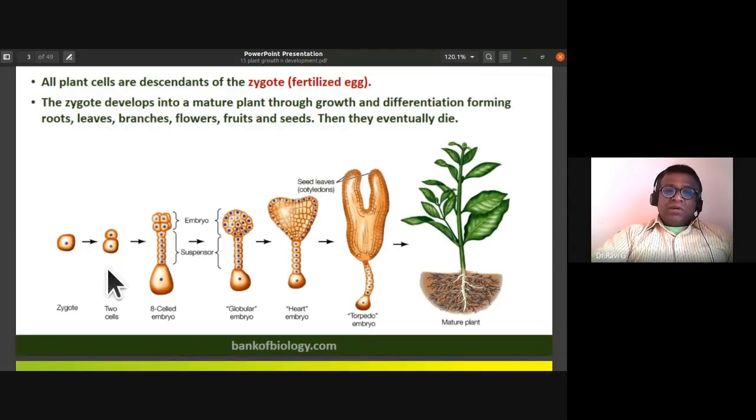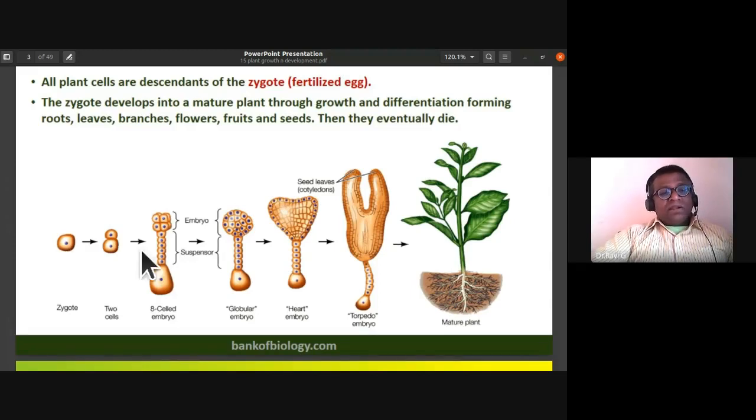The zygote develops into a mature plant through growth and differentiation, and they form roots, leaves, branches, flowers, fruits, and seeds. Then they eventually die. So you can notice that from the zygote they begin their life cycle, the commencement of their life as a living organism. The zygote is a fertilized egg, where male and female gametes have fused to form the zygote.